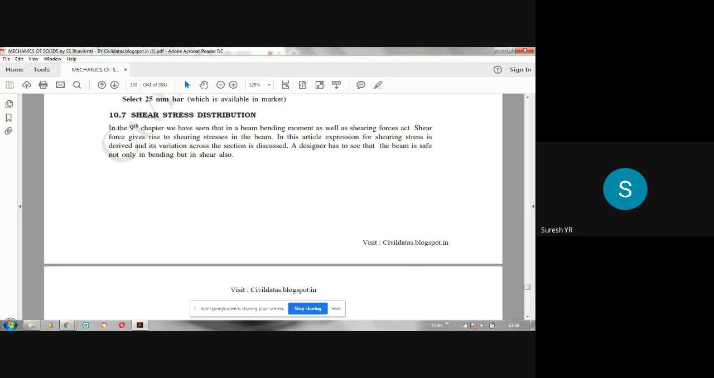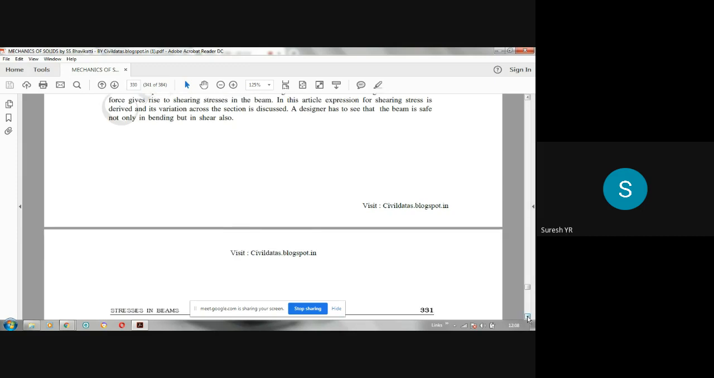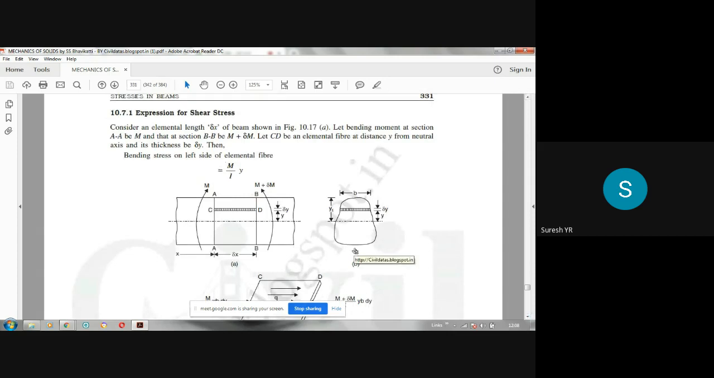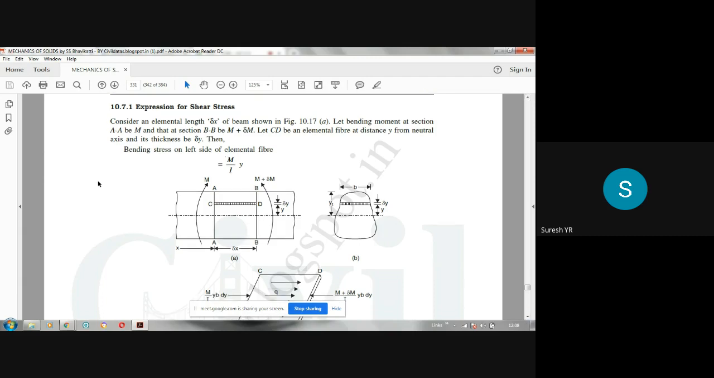Okay. Now let us see how the shear stress expression can be derived. This is another important derivation. So two derivations: one is the pure bending equation, another one is the shear stress derivation. For the shear stress derivation, observe the sketch neatly here. This is the book I have sent you, Mechanics of Solids by Bobby. The same book I am referring to.